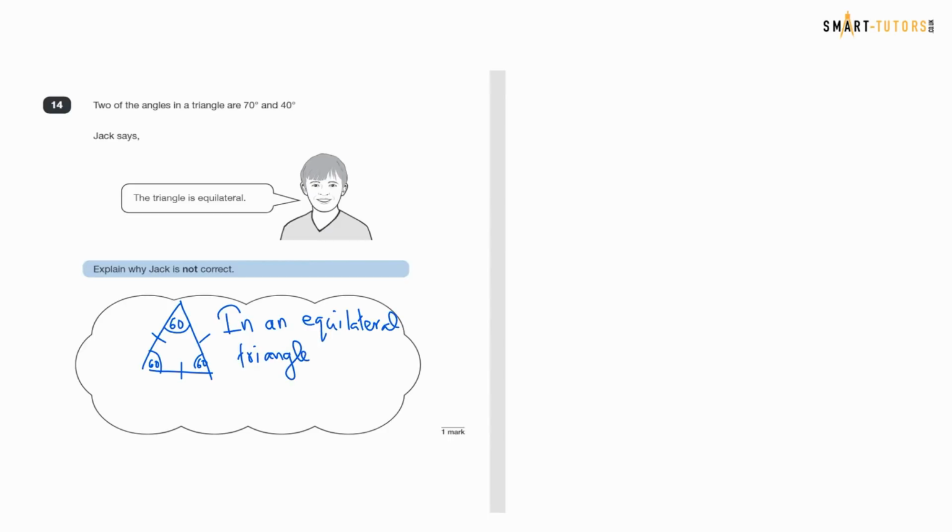And this is because in a triangle there's 180 degrees and there are 3 corners. So 180 degrees divided by 3 gives you 60 degrees. Very good answer. That is why Jack is wrong. Let's move on to question number 15.